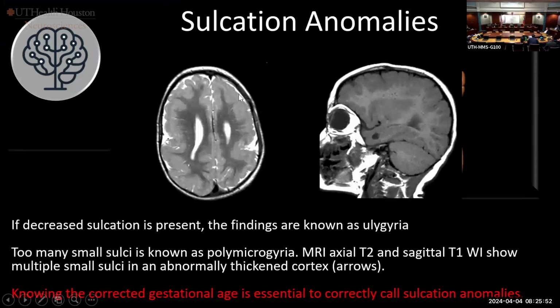Adaptive. The cortex is extremely thick. You see, this cortex is extremely thick. So this patient has diffuse cortical heterotopia. See how I told you you're going to miss one? It's very easy to miss.